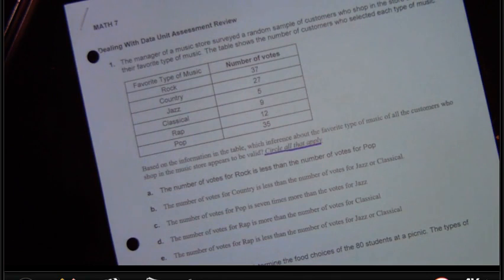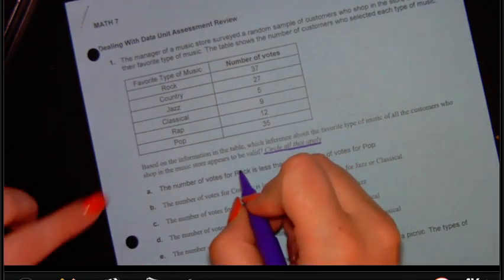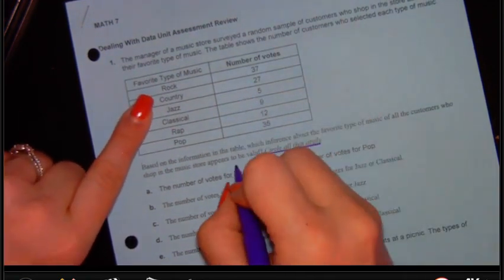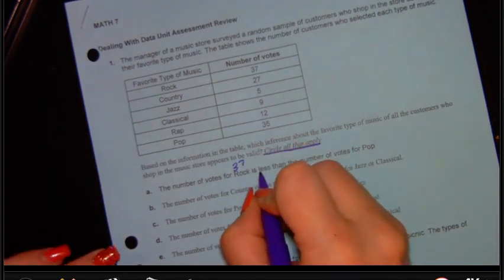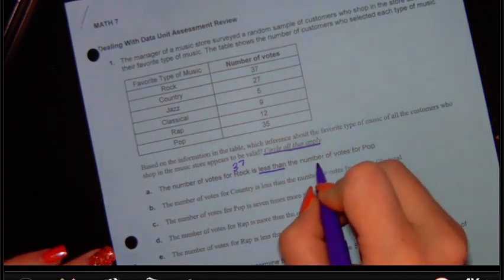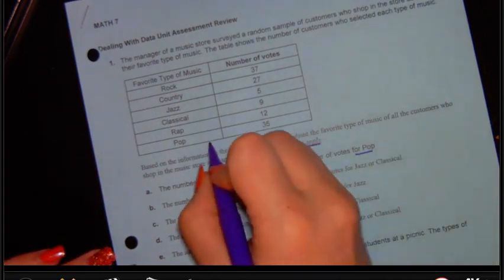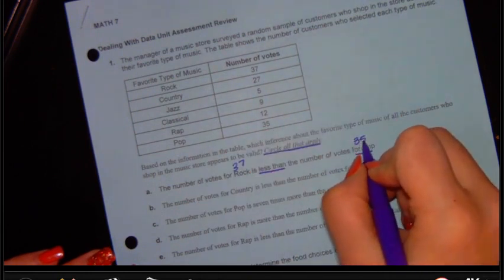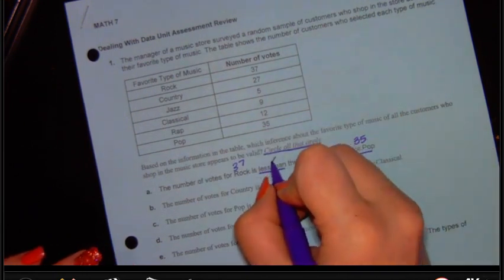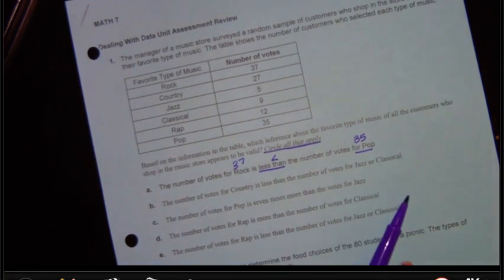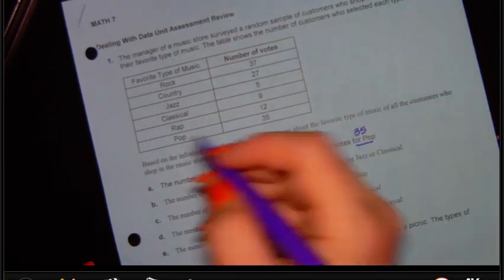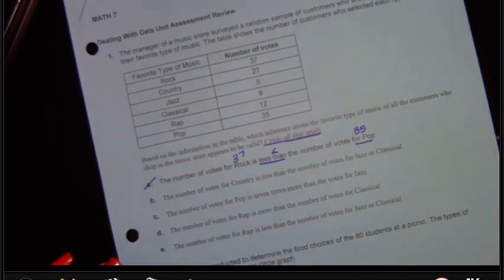Okay, so the number of votes for rock, so let's go ahead and look for rock. The number of votes for rock is 37, is less than the number of votes for pop. All right, well, pop has 35. Okay, well, if I say less than and I think of my alligator, is 37 smaller than 35? Nope, so A is not correct.